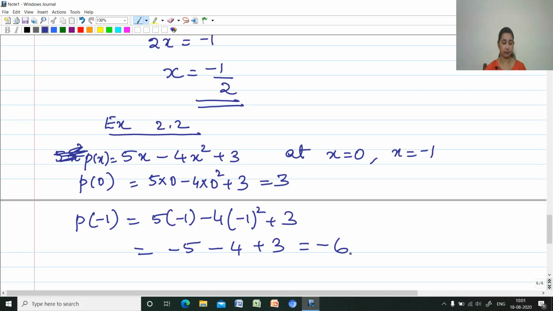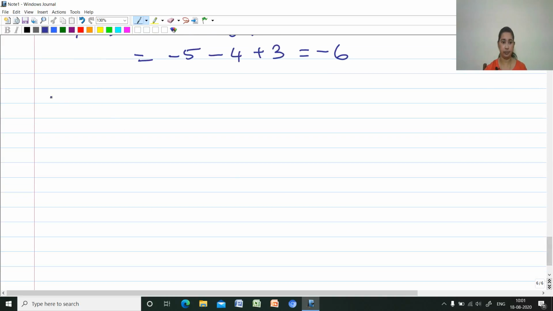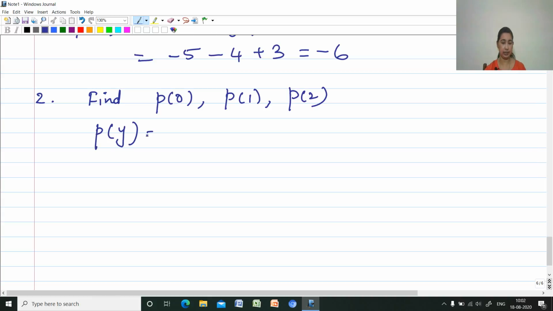Then next is find p of 0, p of 1 and p of 2. Second question there. Find p of 0, p of 1 and p of 2 for each of the polynomials. We'll discuss one or two questions from each part. So p of y is equal to y square minus y plus 1. So what is p of 0? Substitute, instead of y we have to give the value 0 there. That is 0 square minus 0 plus 1, that is 1.